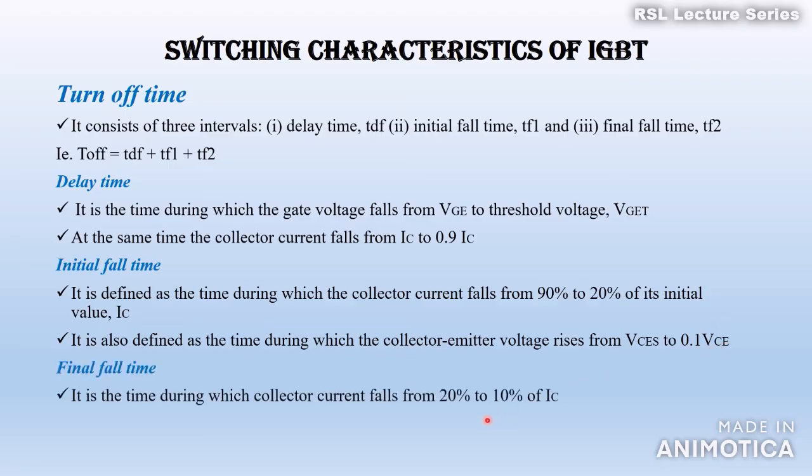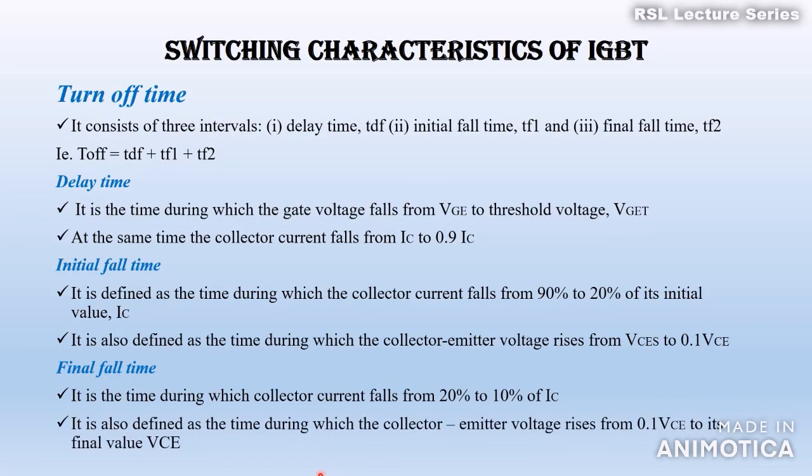And final fall time. Here the current will finally fall from 20 to 10% of IC. At the same time, the collector emitter voltage will rise from 10% of VCE to its final value VCE.